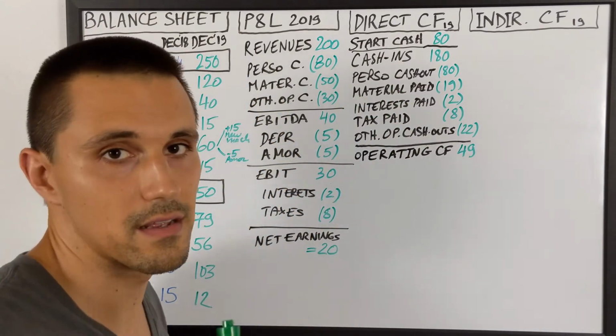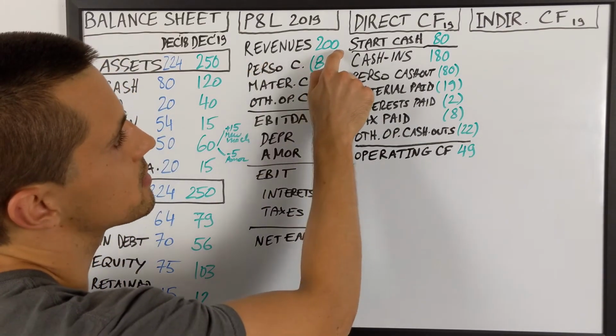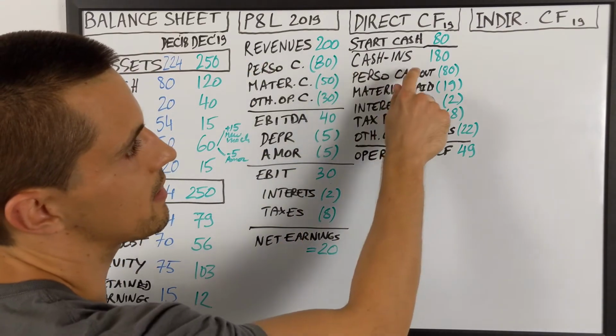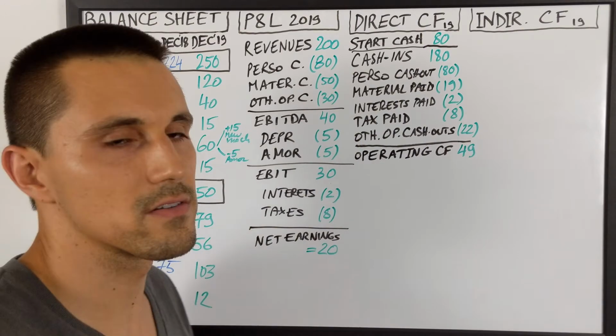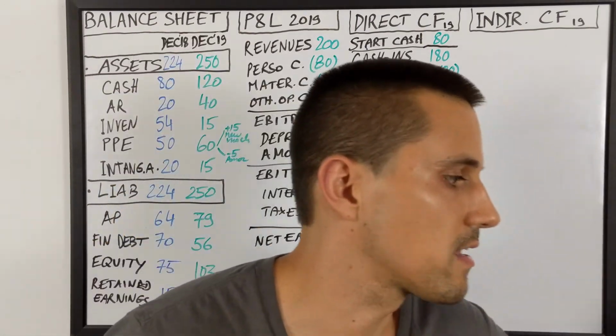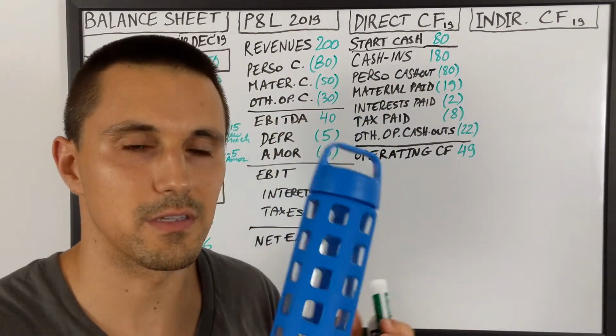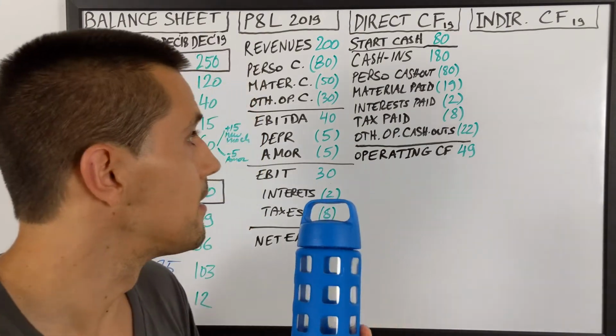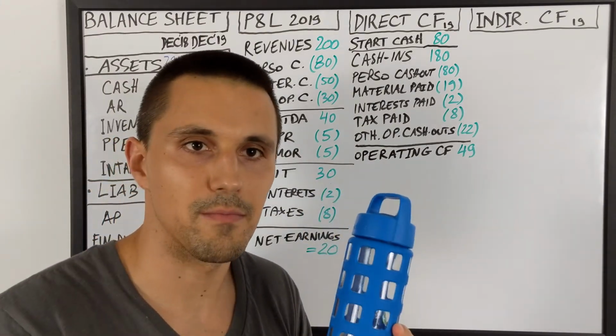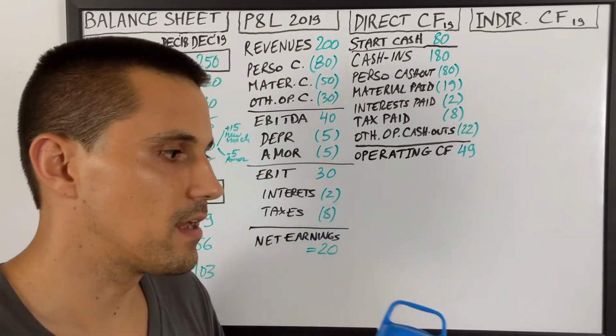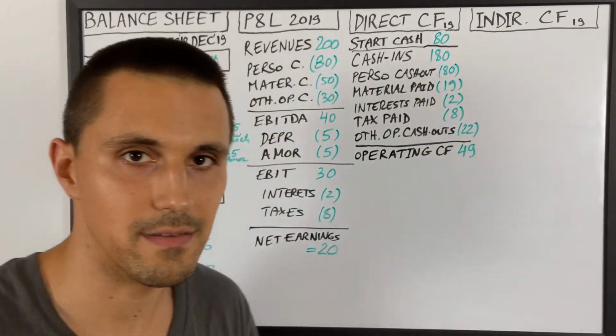And here we see it in the model. Our revenues are 200, but our cash ins are only 180 because some of our clients, and let's take the example again of my famous glass bottle here, they have not paid me yet. I already shipped the bottle, but I'm still expecting a payment.